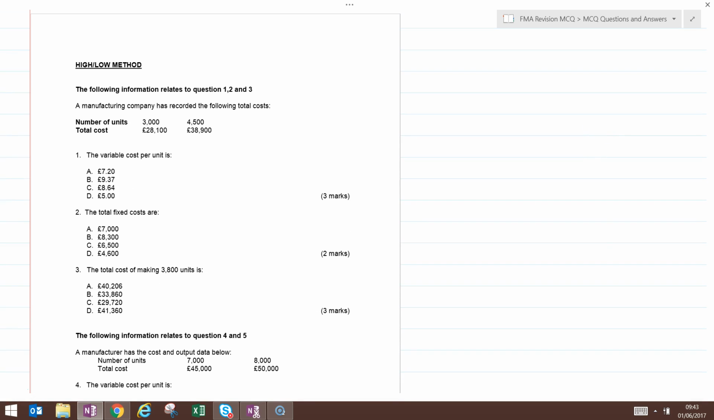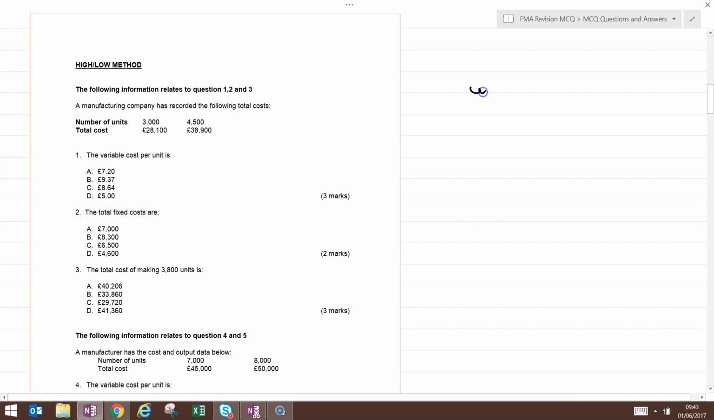So firstly, we have the high-low method. This is the method used to separate out fixed and variable costs. The first thing that you need to do is have a look at the information. We're told that when there are 3,000 units, the total cost is £28,100, and when we have 4,500 units, the total cost is £38,900. We're asked to work out the variable cost.